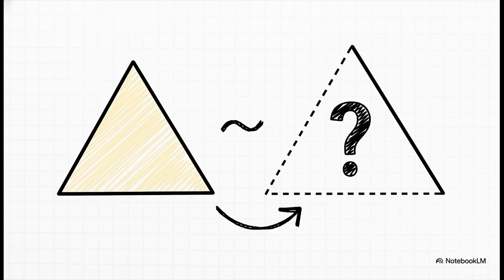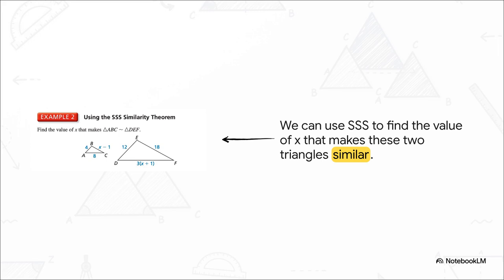But here's where SSS gets really powerful. It's not just for checking if triangles are similar. You can actually use it to make them similar by solving for missing information. Take this problem, for instance. We're asked to find the value of x that will force these two triangles to be similar. So what that means is we can just assume the sides are already proportional and use that fact to build an equation and find our unknown.